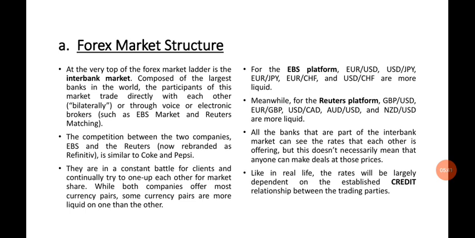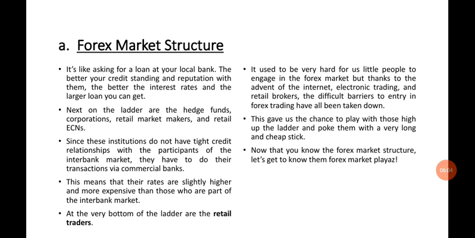All the banks that are part of the interbank market can see the rates that each other is offering, but this doesn't necessarily mean that anyone can make deals at this price. Like in real life, the rates will be largely dependent on the established credit relationship between the trading parties. It's like asking for a loan at your local bank. The better your credit standing and reputation with them, the better the interest rates and the larger loan you can get. So next on the ladder are the hedge funds, the corporations, the retail market makers, and the retail ECNs.